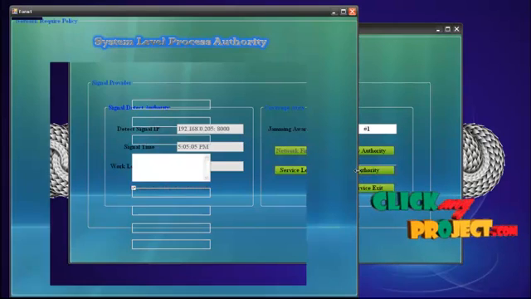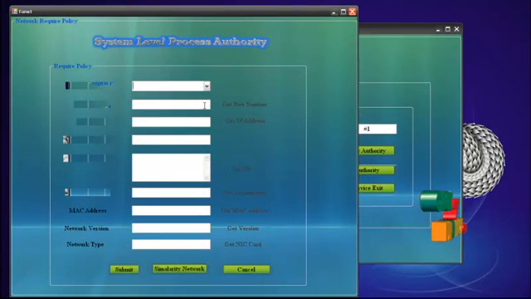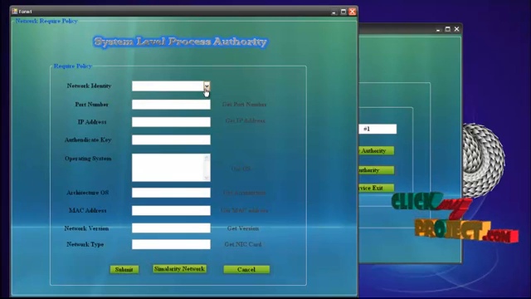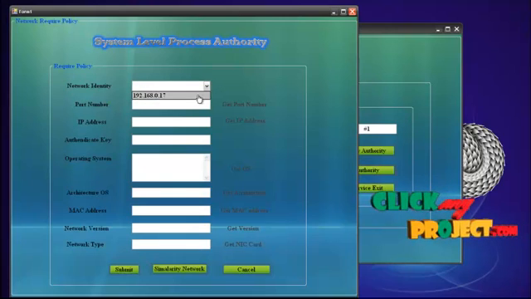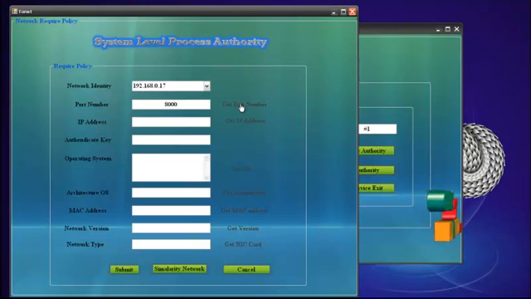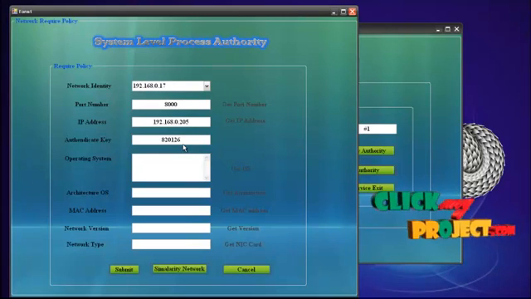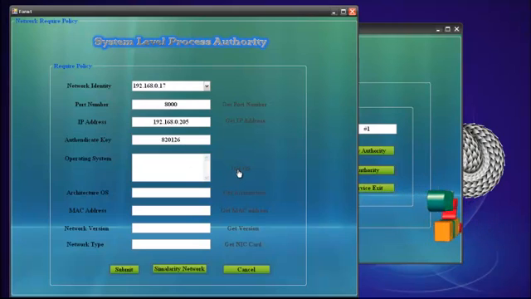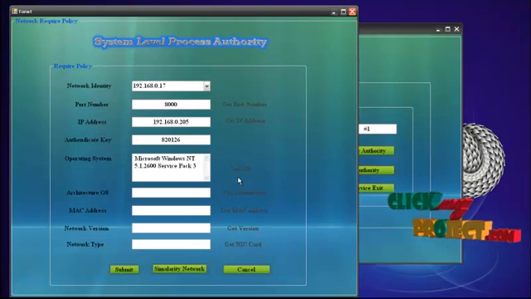The authority will connect to the service provider. The system level process authority is the signal level of the network identity. First one, select the network identity, select the port number, and get the system IP and authentication key, which will provide the service systems. The operating system will get the OS collected from the database. The architecture OS is x86.